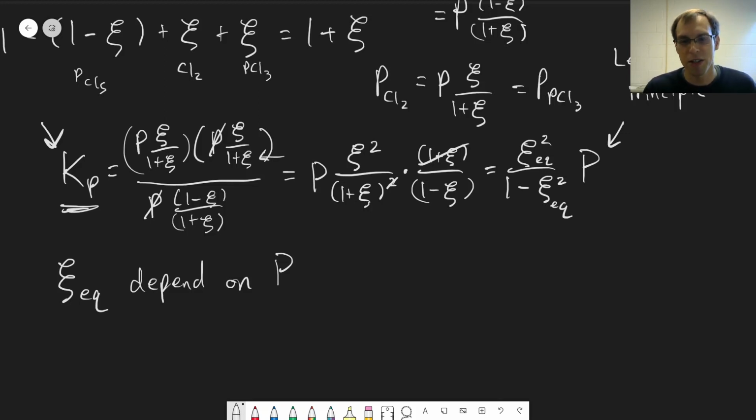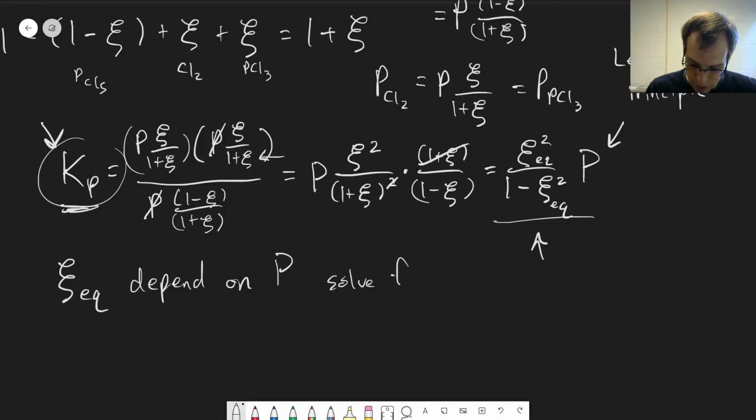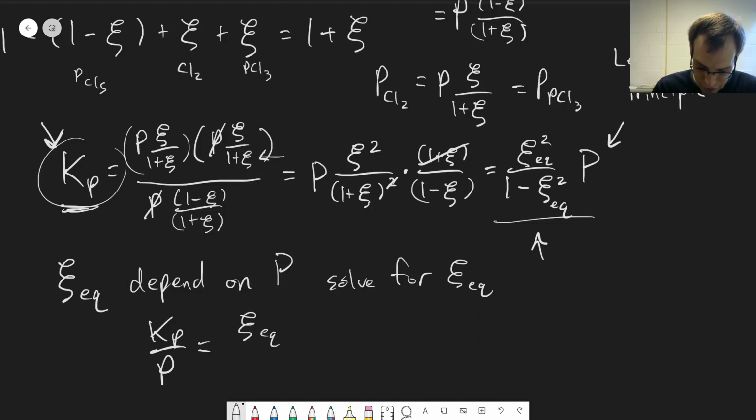Anyway, in this video, we're interested in how this extent of reaction depends on P, and we'll actually look at a plot of this as well. So we have an equation that relates Kp, pressure, and Xi. We'd like to solve this equation for the extent of reaction at equilibrium. The first step is pretty straightforward: divide Kp by P, so we get rid of that pressure on the right-hand side.